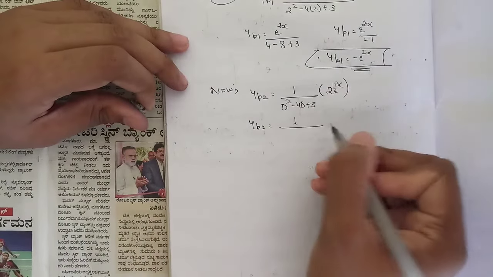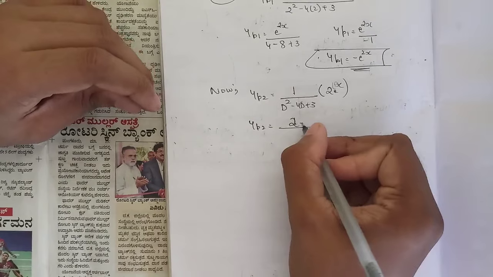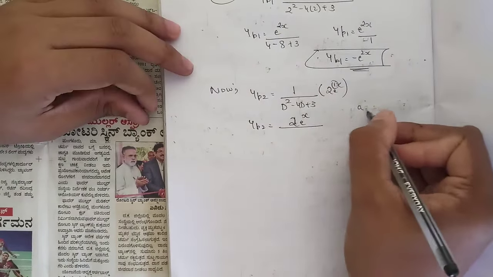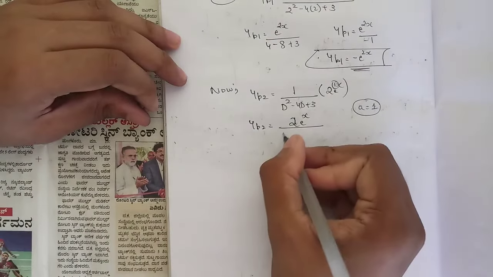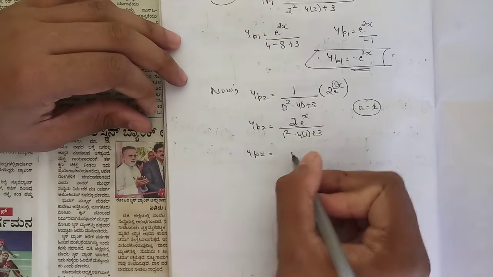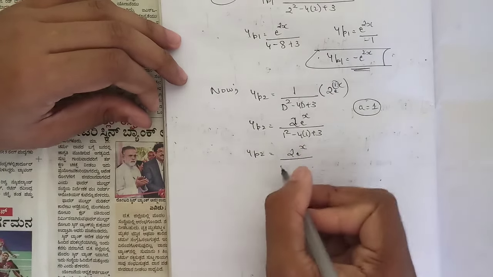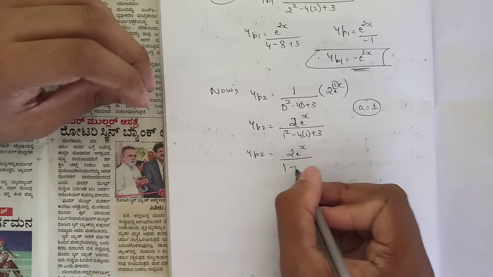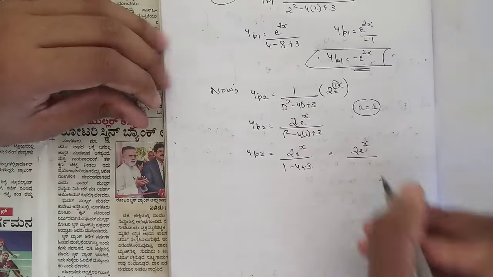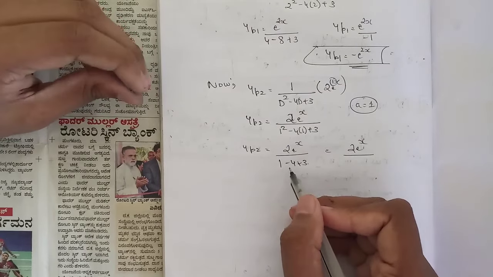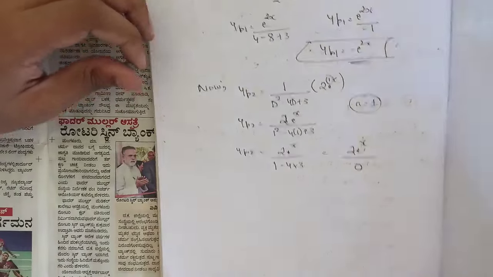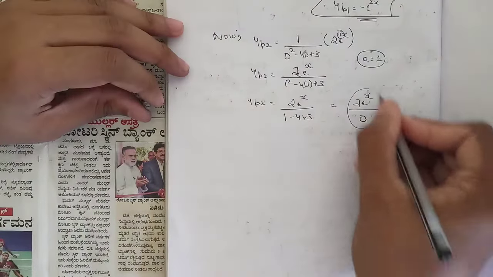So yp2 is equal to, here the value of a is 1, so I'm going to write it directly: 2 e power x in the numerator, and a is equal to 1 here, so 1 square minus 4 into 1 plus 3. Yp2 is equal to 2 e power x divided by 1 square is 1, minus 4, plus 3. So we get 2 e power x divided by 1 minus 4 is minus 3, and minus 3 plus 3 is 0. We got this as 0.